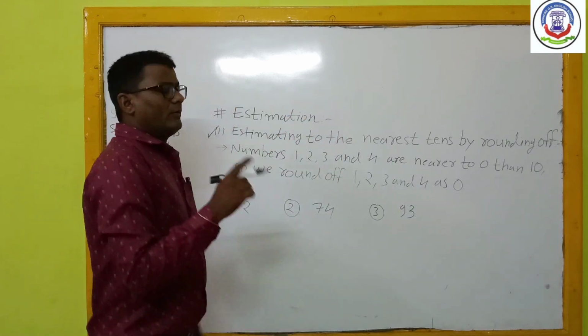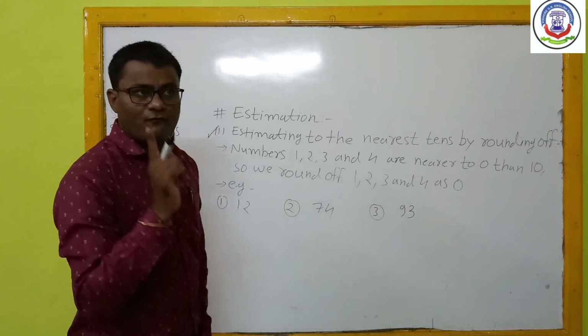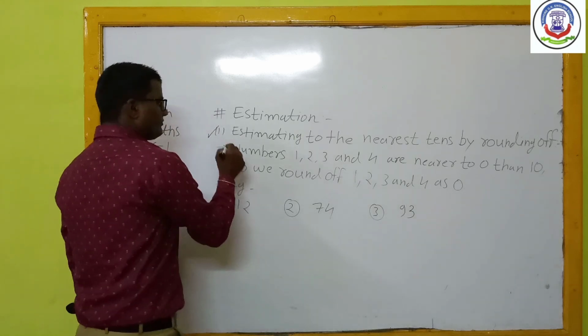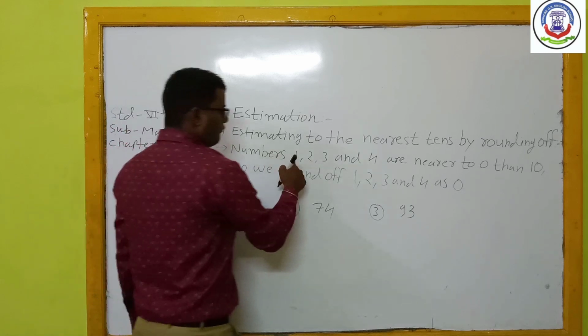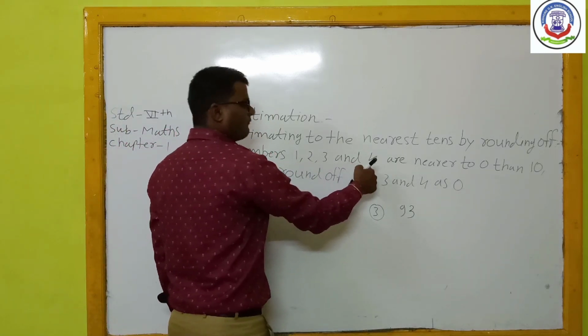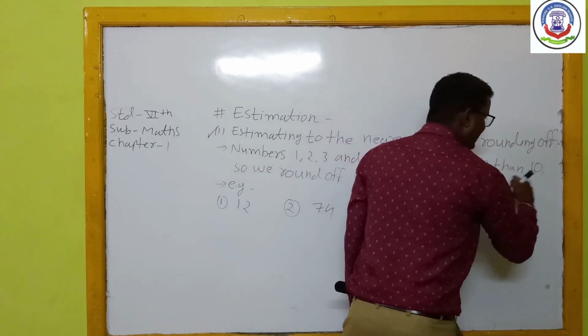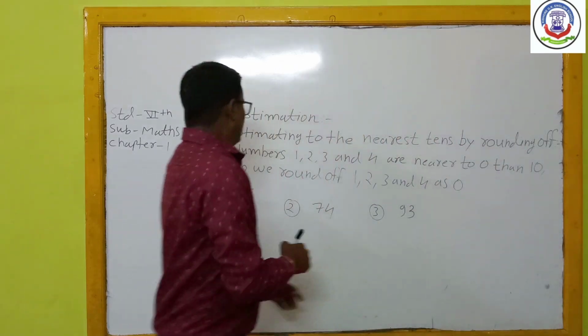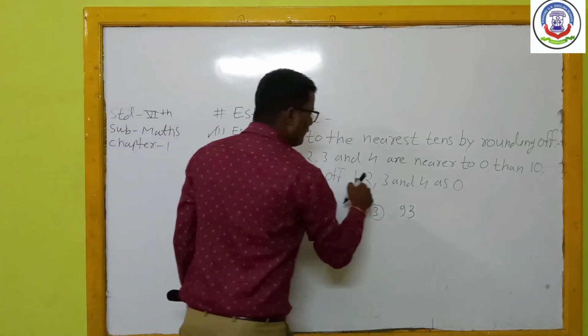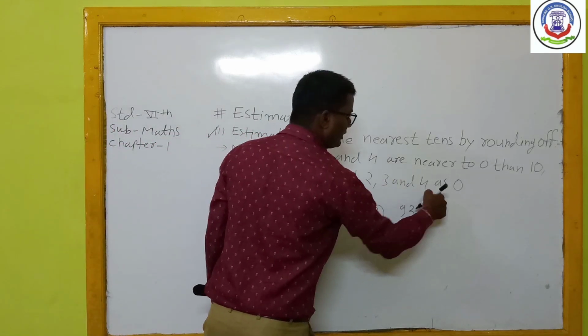Okay students, now you have to remember the first thing: numbers 1, 2, 3 and 4 are near to 0. Then 10. So we round off 1, 2, 3 and 4 as 0.